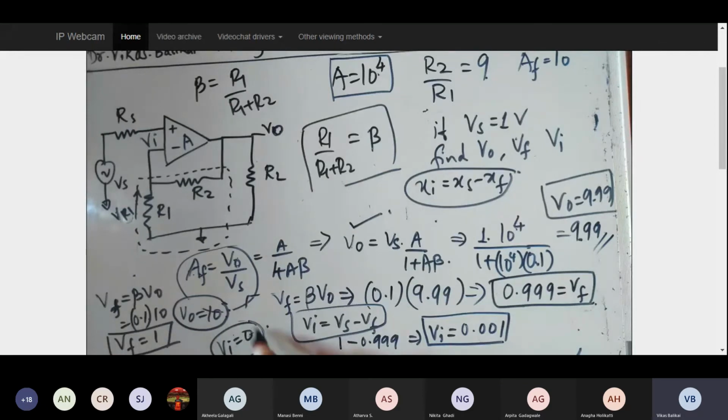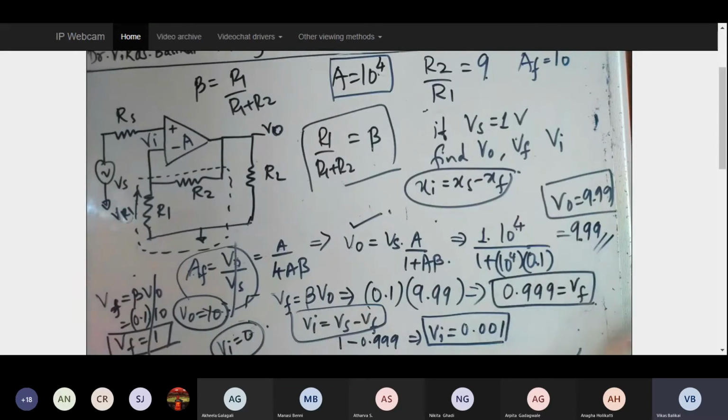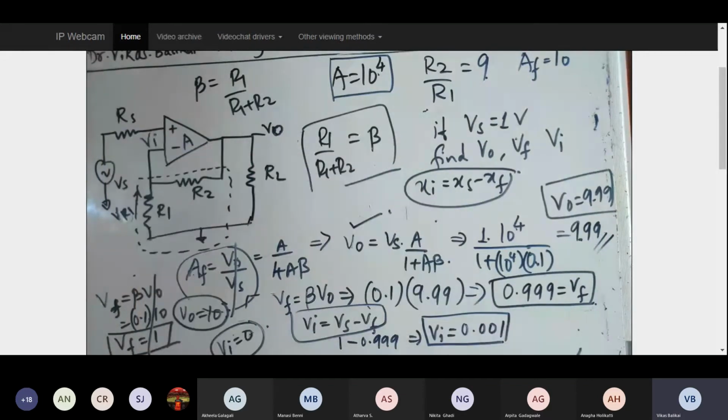I follow this method. So try to ensure you follow this method and obtain the respective values of VI, VS, and VF. Because any common sense will tell me, since VS I applied as 1 volt, here VI will have some voltage. All the voltage will not disappear; something will definitely come. What came here is 0.001. Of course I obtained a very small voltage, but still there is some voltage. So this is how I try to calculate VI. So this is all about this particular problem.